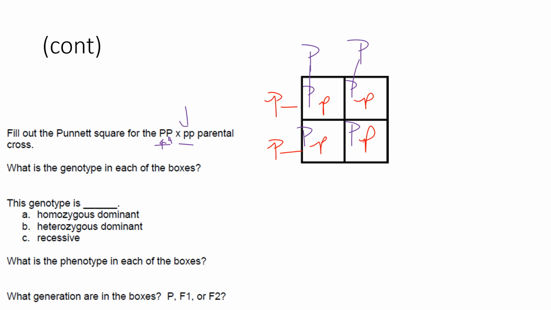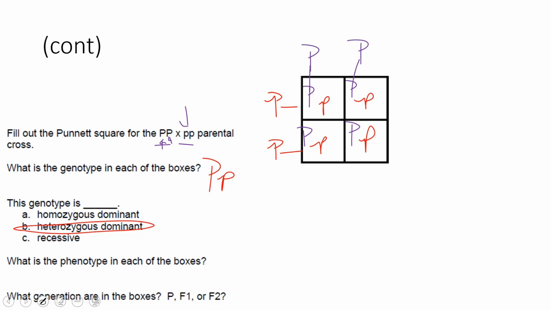So, next question that it asks you is, what is the genotype in each of the boxes? Well, as you look at that, they are all big P, little p. So they are heterozygous. Remember, if I ask you for a genotype, you can just provide me the letters like I wrote here, big P, little p. Or if you wanted to be that overachiever, you could say they are heterozygous, which I just answered the next question. They are heterozygous.